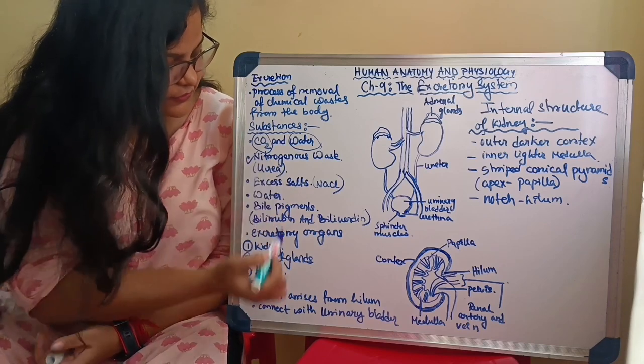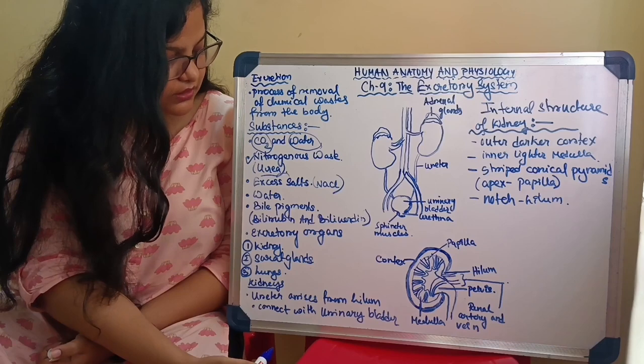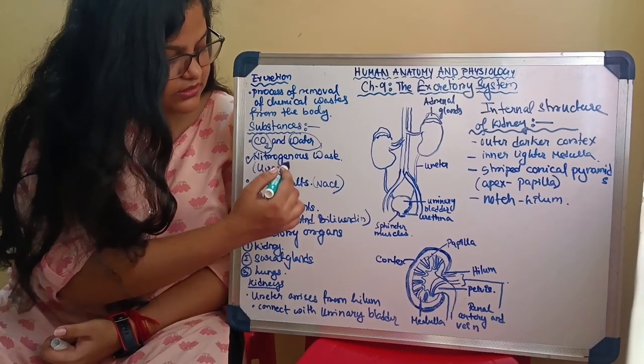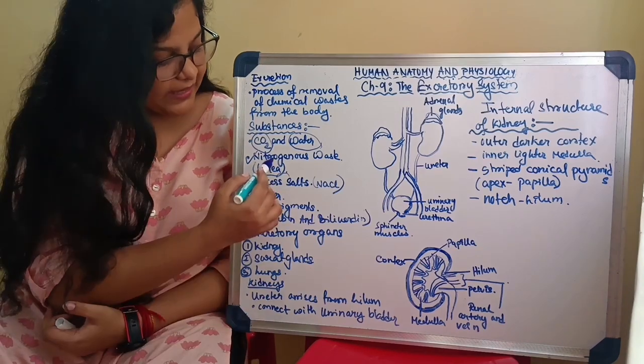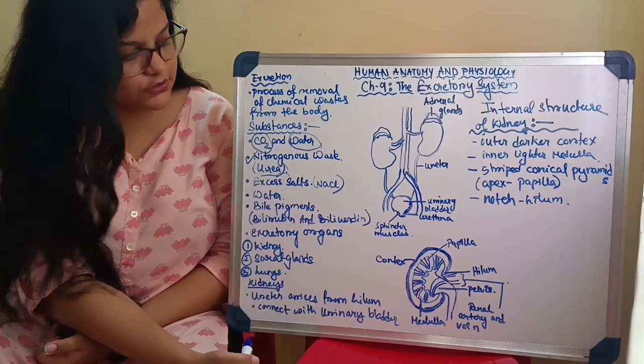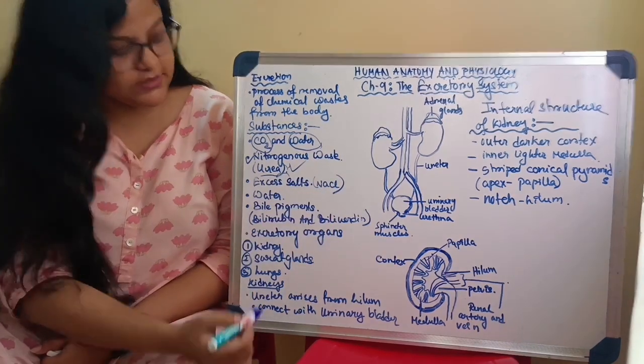Next comes the nitrogenous waste and specifically the urea. Now, after digestion, nitrogenous waste like urea and ammonia is formed, and that urea is very harmful to the health, so it is required to be excreted.